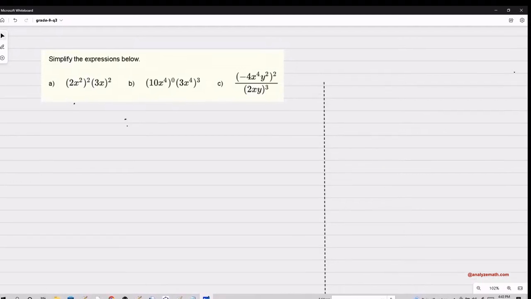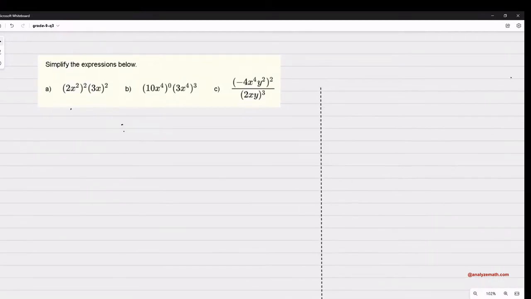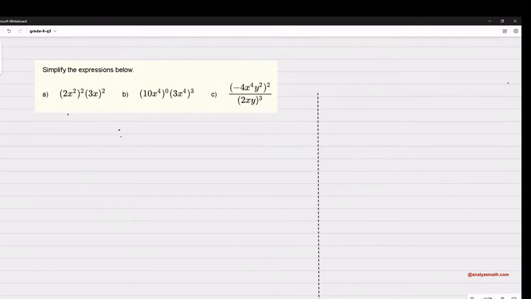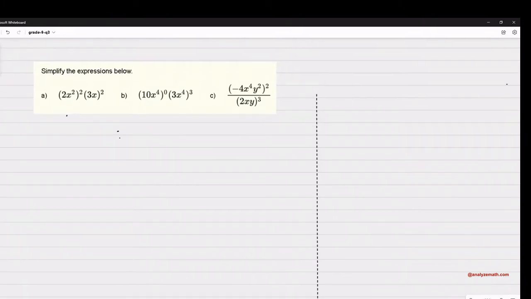In this video, we are going to simplify expressions with exponents. Now, to do this, we need some rules or formulas. The first one we are going to look at is the following. If I have a multiplied by b multiplied by c and so on to the power m, I can write it as a^m, b^m, c^m.